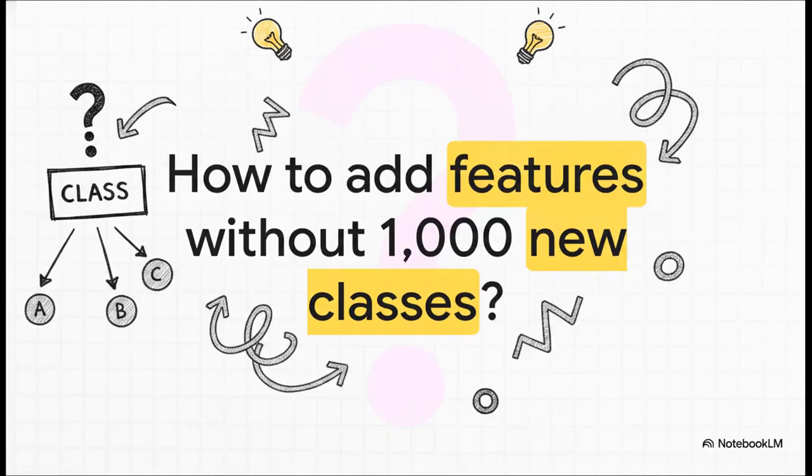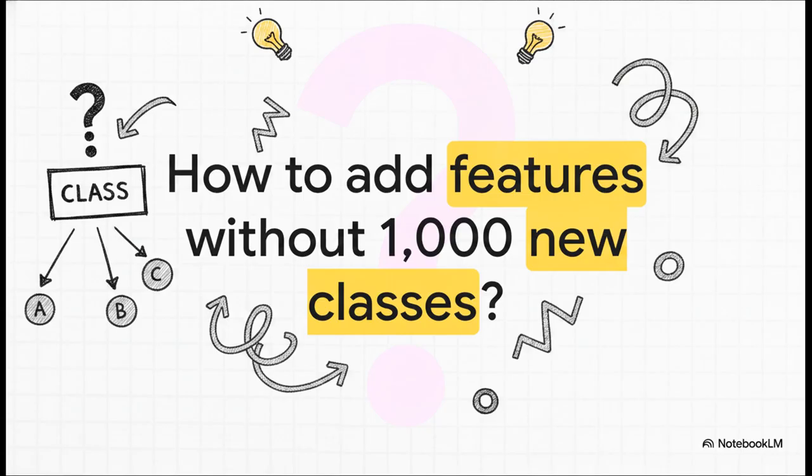Okay, let's dive into this. You know the drill, right? It's a classic software architecture dilemma. You build a perfectly simple, clean class. It's beautiful. But then, the business requirements change. Users suddenly want feature A or feature B, or maybe they want both A and B, or neither.